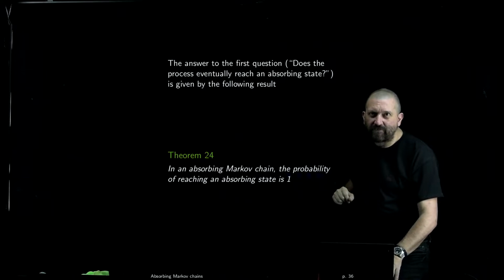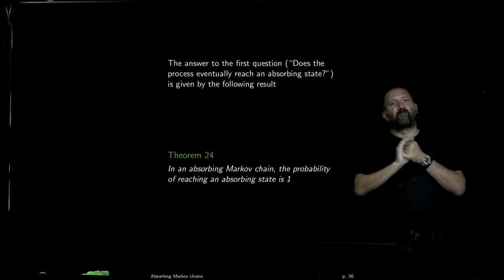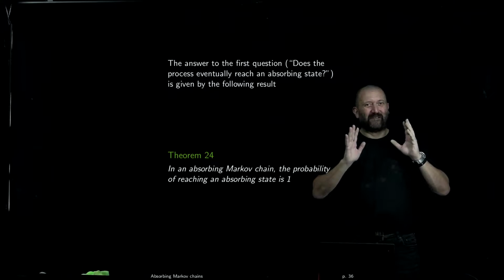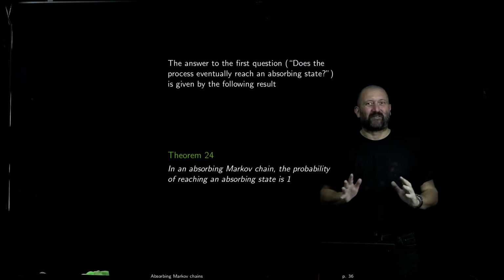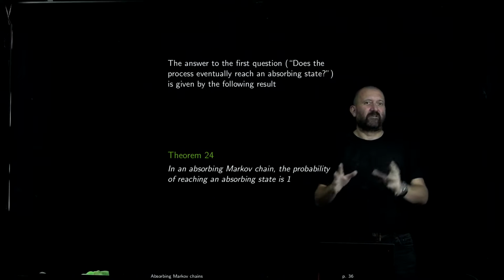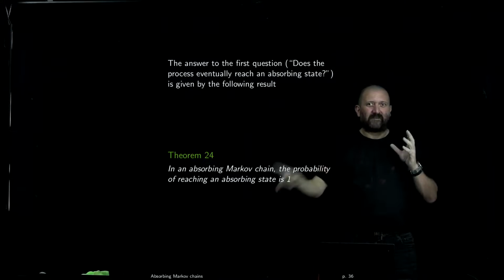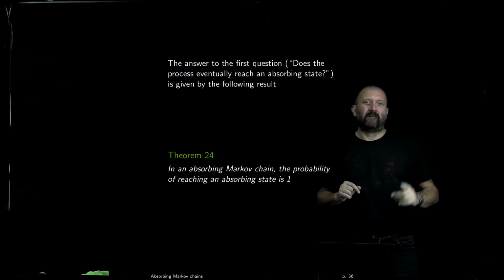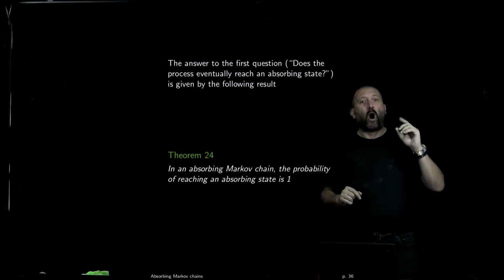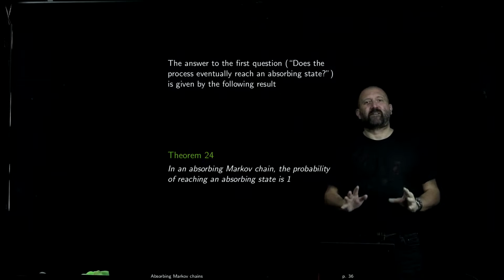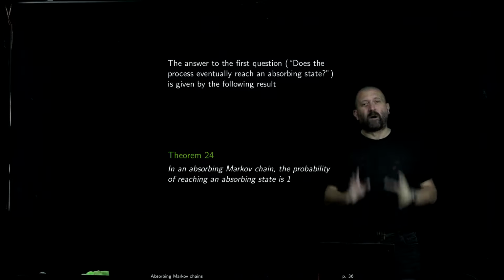So to answer these questions, well, the first question is first very simple. Well, it's not a simple problem, but the answer to it is quite simple. So, does the process eventually reach an absorbing state? The answer to that is given by this theorem here. If I have an absorbing Markov chain, the probability of reaching an absorbing state, I don't know which one, but reaching an absorbing state, the probability is 1.